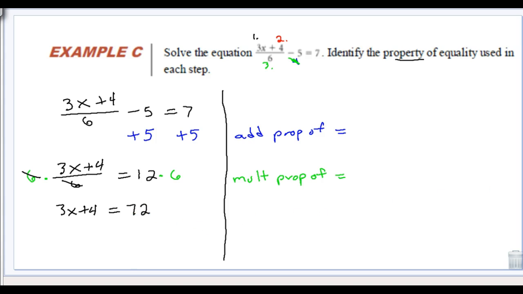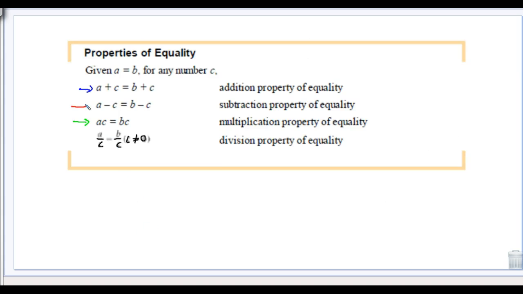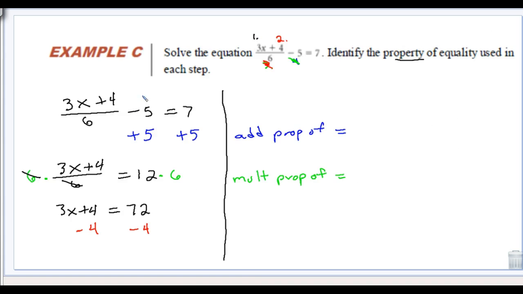Alright, so now the next thing I should do is get rid of the 4. My second step was to add 4. So how do I undo add 4? I'm going to subtract 4. Why can I subtract 4 from both sides? What says I can do that? Well, that would be the subtraction property of equality. So then we end up with 3x equals 72 minus 4 is 68.